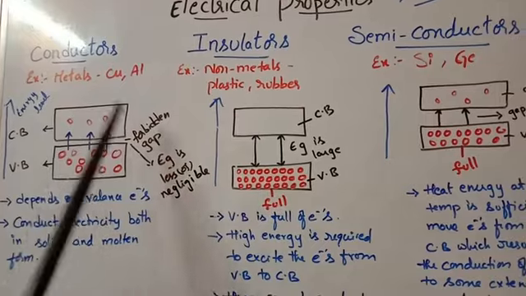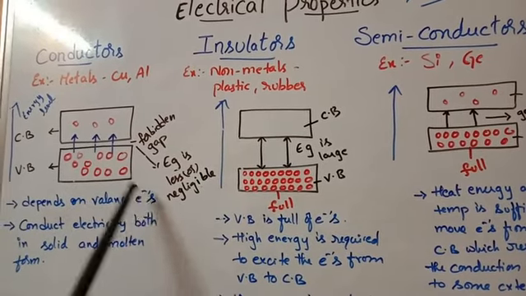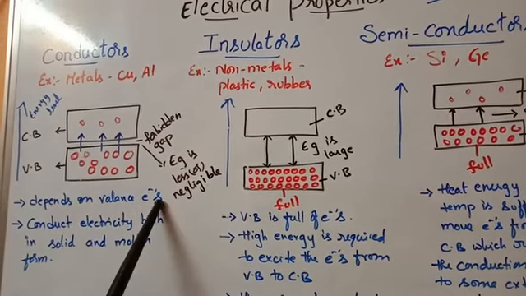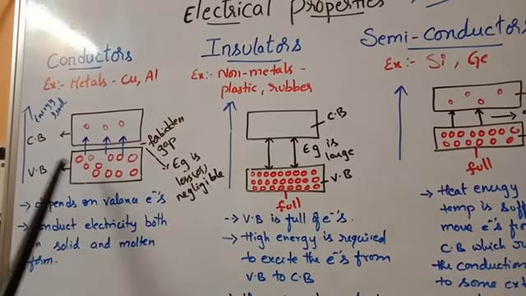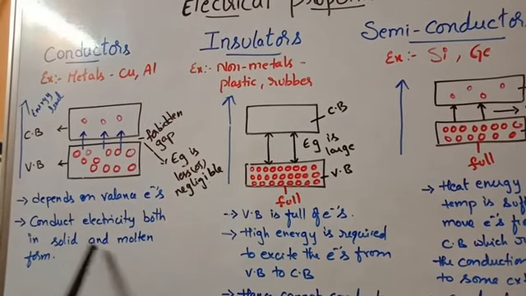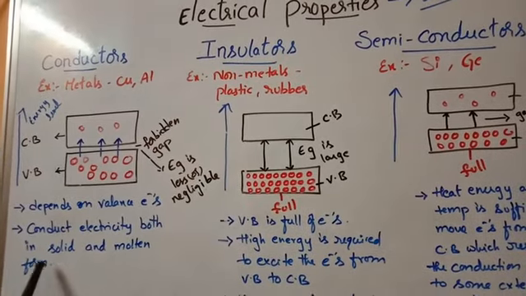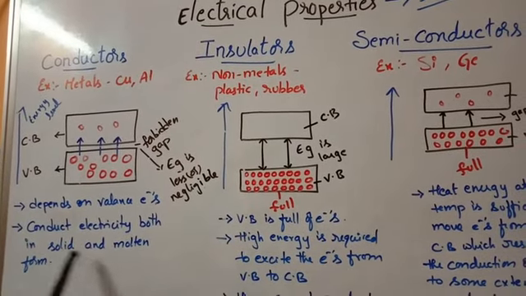So these conductors mainly depend on valency electrons. They should have valency electrons. And not only that, they can conduct electricity both in solid and in molten form. Understood? They can conduct electricity in solid and molten form.